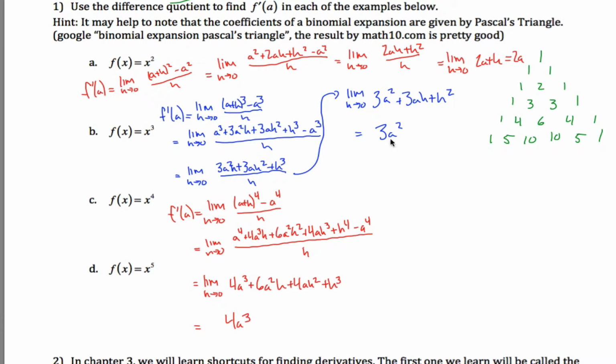So I got 2a, 3a squared, 4a cubed. Maybe you're starting to see some sort of a pattern. Let's do one more here. So part D, I'm trying to figure out, so maybe I need an arrow pointing up here.